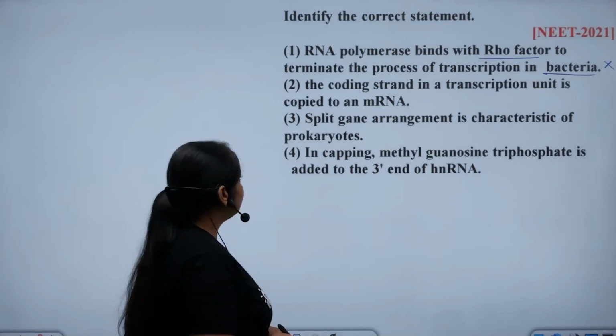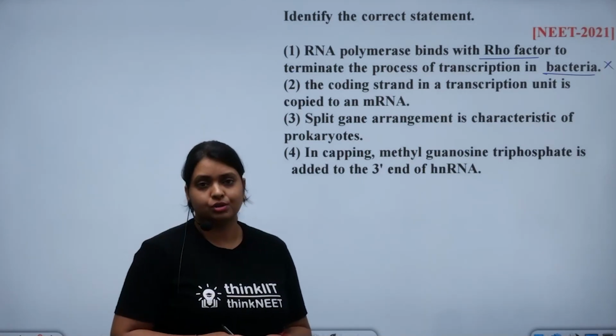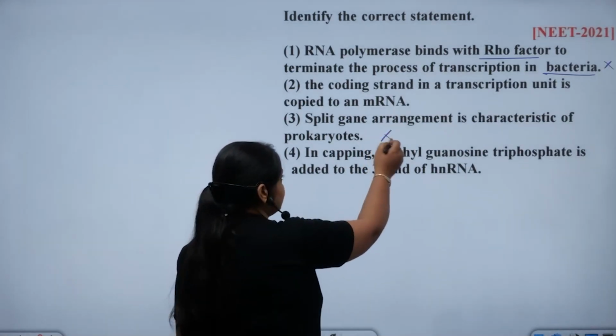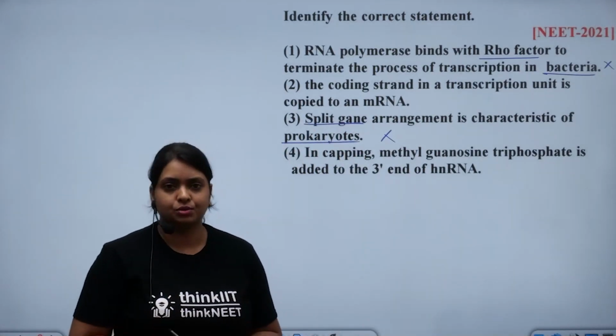Third option, split gene arrangement is characteristic of prokaryotes. So this is an incorrect statement. Why is it so? Because split genes are not found in prokaryotes, they are found in eukaryotes.